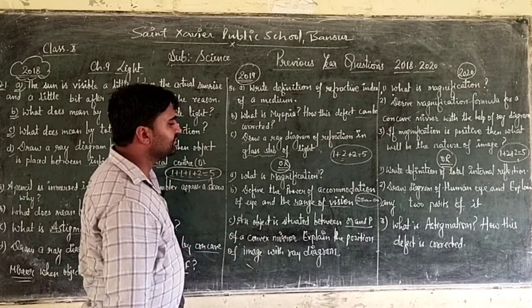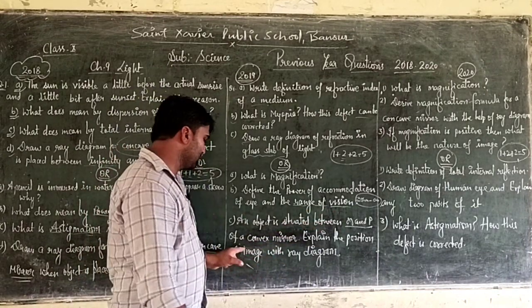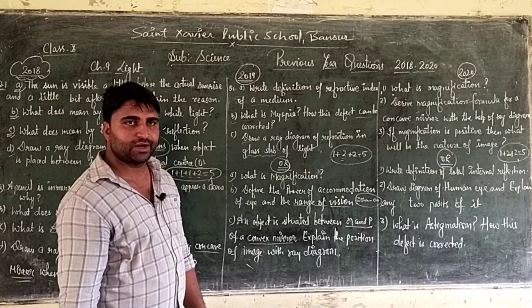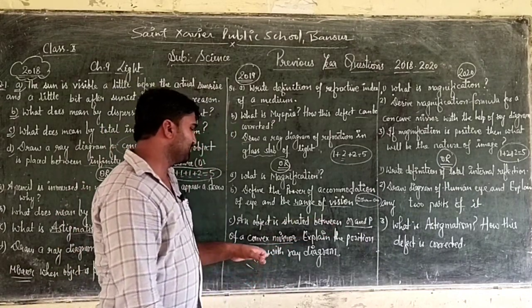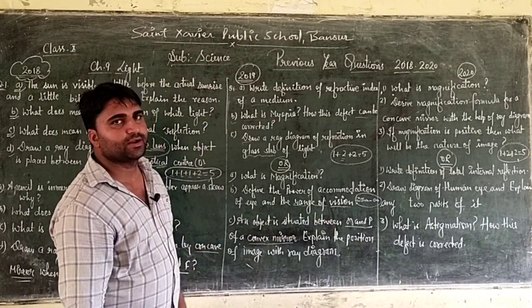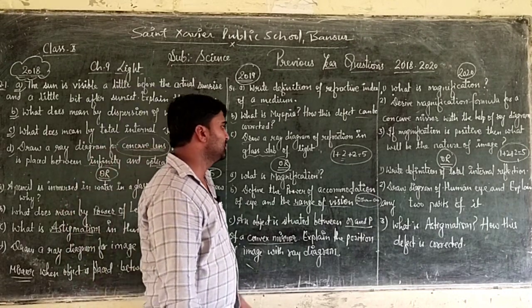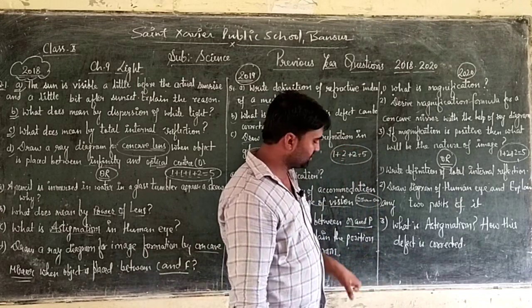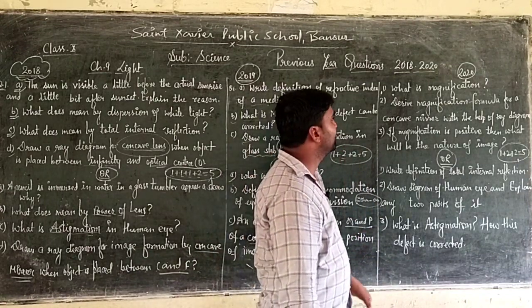An object is situated between infinity and the pole of a convex mirror. So here he is also talking about the ray diagram. Explain the position of the image with the ray diagram. We have done this already. So it is of 1 mark, 2 marks, 2 marks, so total a 5 marks question, same as for the downside part.